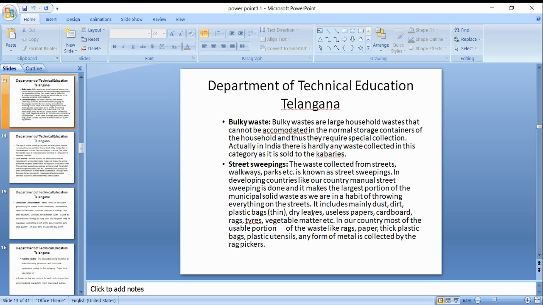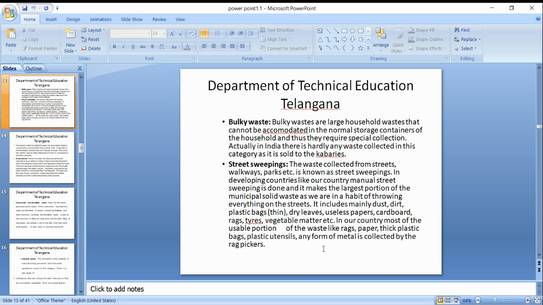So it should be collected, so the street sweepers are there, and they will remove all that dust and dirt, major plastic bags, dry leaves, useless papers, cardboards. These are generally on the streets. Tires, vegetable matter. In our country, most of the usable portions of the waste like rags, papers, thick plastic bags, plastic utensils, any form of metal are collected by the rag pickers.